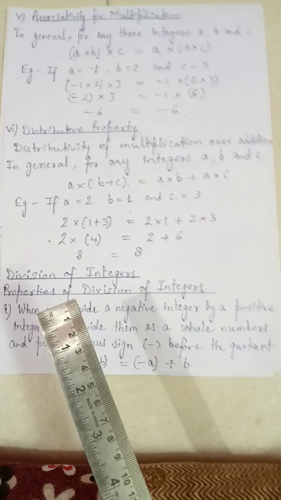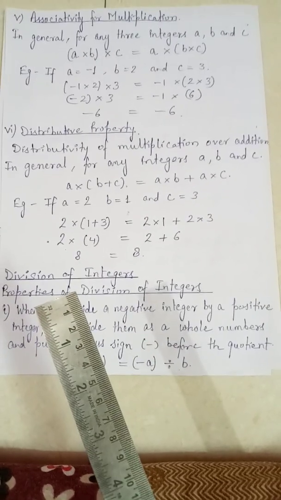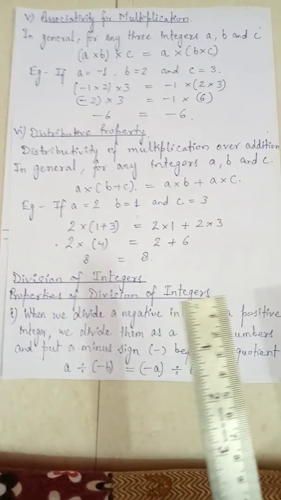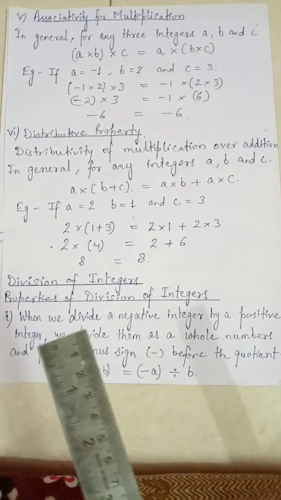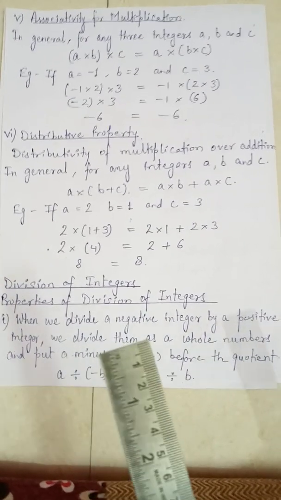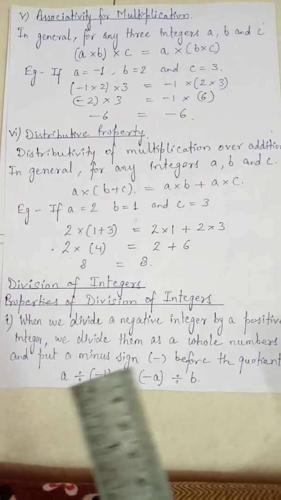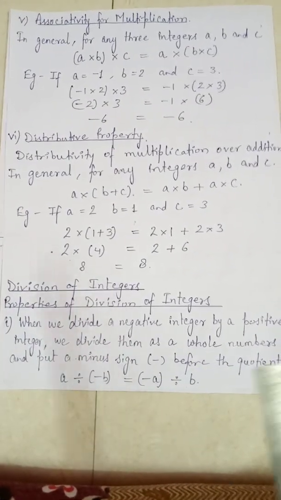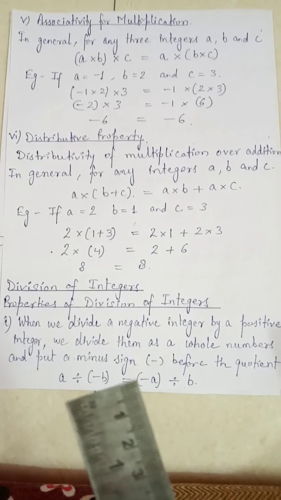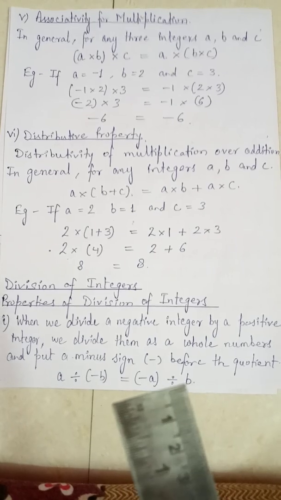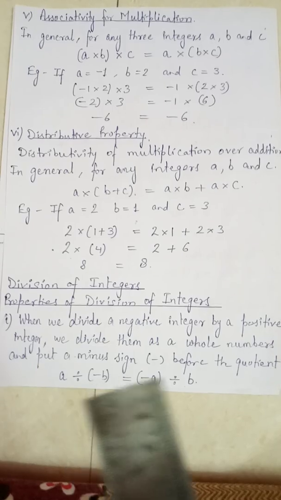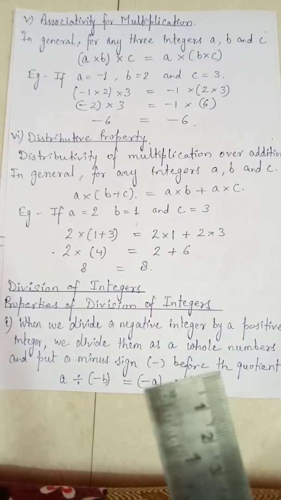The next subheading is division of integers. Properties of division of integers. First is, when we divide a negative integer by a positive integer, we divide them as whole numbers and put a minus sign before the quotient. Here a divided by minus b equal to minus a divided by b. Here we are only changing the position of the minus sign on both the sides.